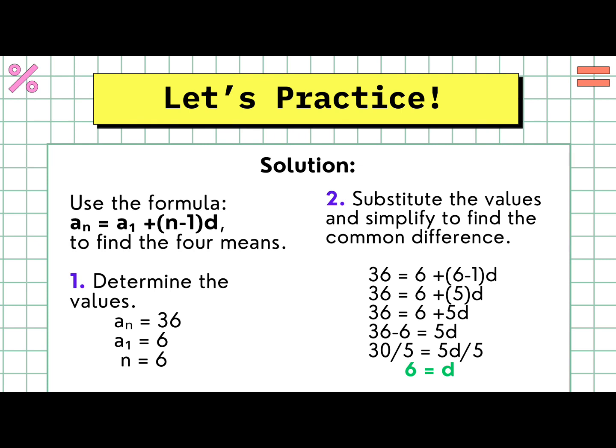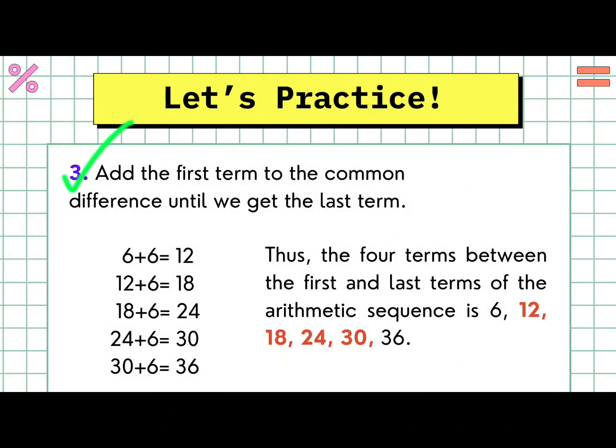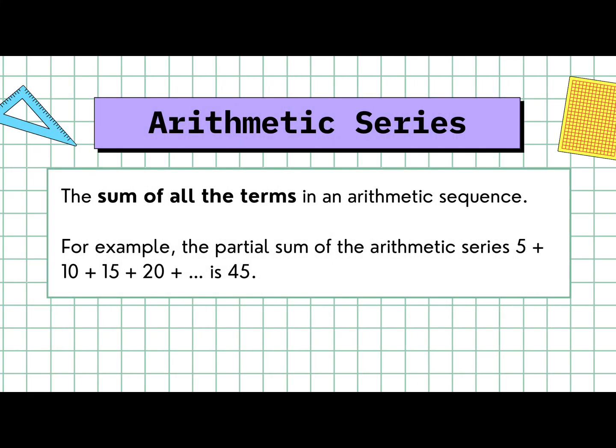Now, let's make sure we completed these steps. Yes, we indeed determined and substituted the values into the formula, as well as simplified in order to solve the common difference. We also added the terms to the common difference in order to find the four arithmetic means. Now, let us proceed to the arithmetic series.